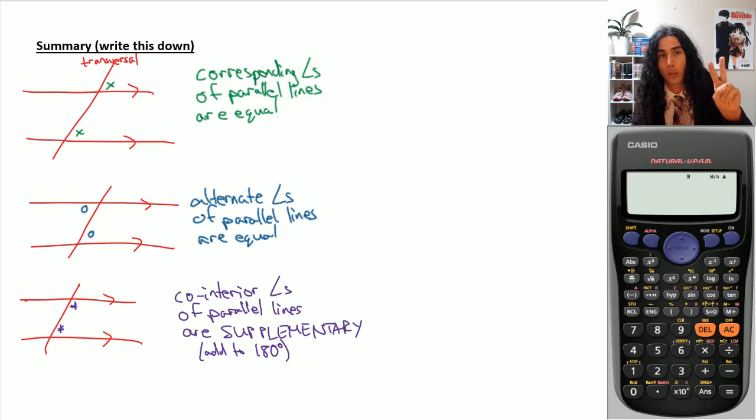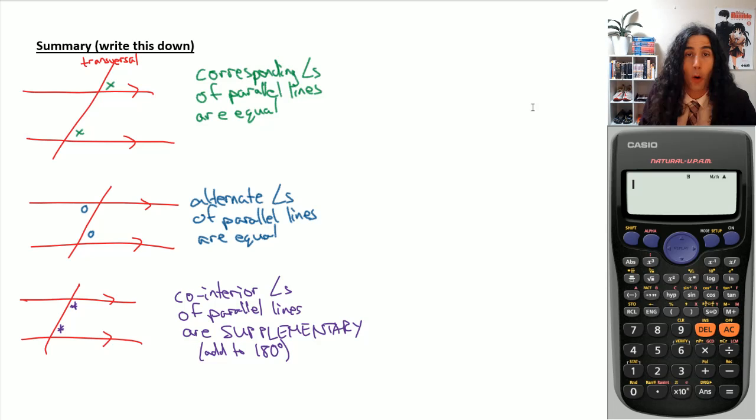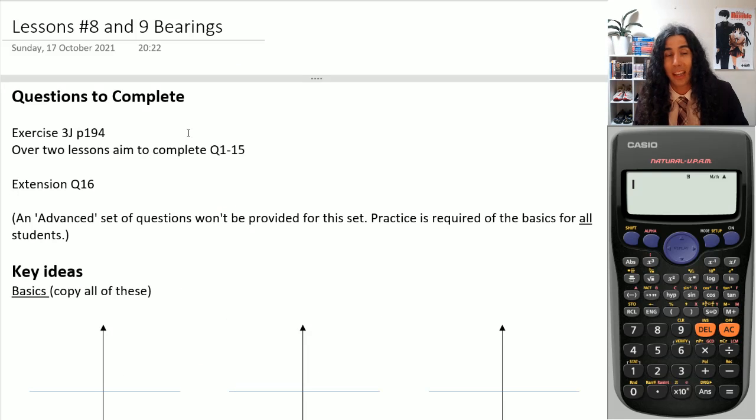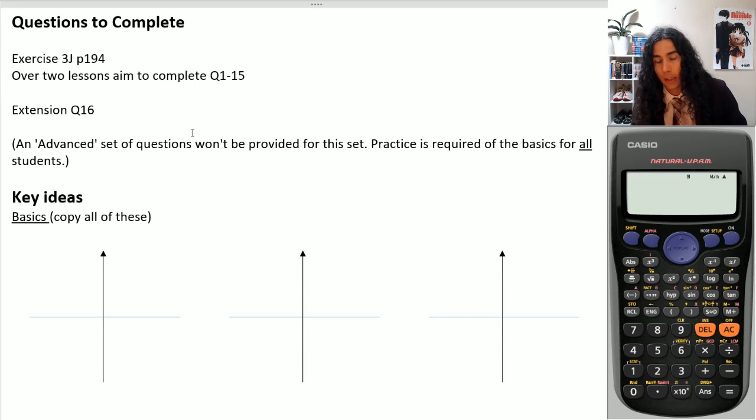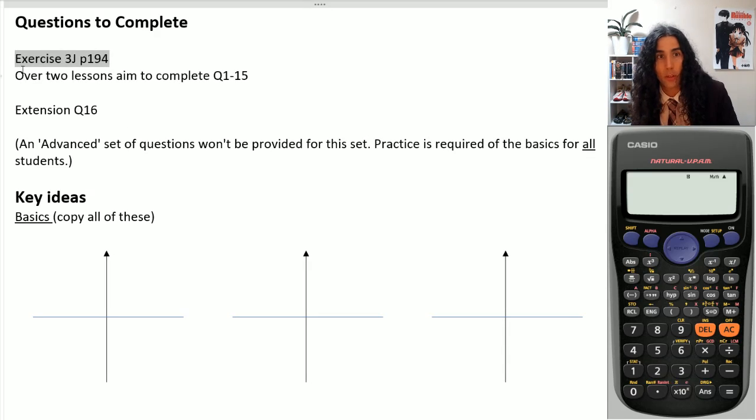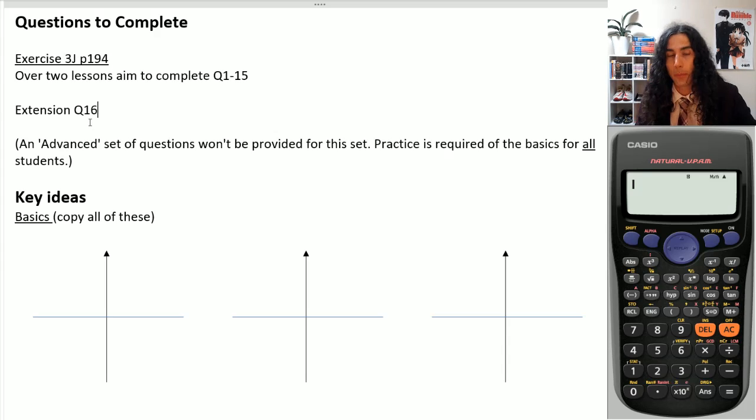Pause, 3, 2, 1. Alrighty, on to 5.2. So we go over here and the exercises, we've got 2 lessons here. Well, 1.5, doing an exam. The aim is to complete 1 to 15. So everything but the final question. That's an extension question. So that's what the aim is, questions to complete. I won't provide an advanced set of questions for this one because we just need to practice that. Everyone just needs to practice, get used to all these things.